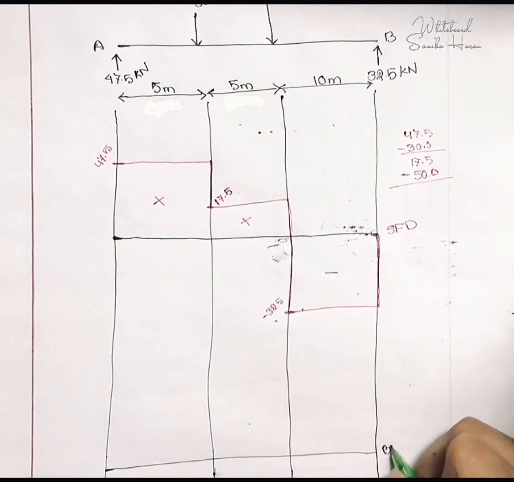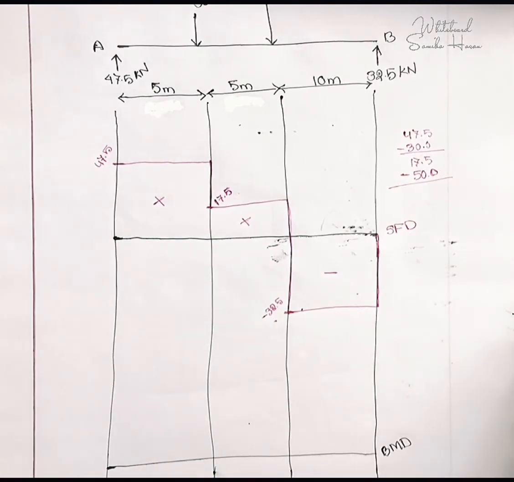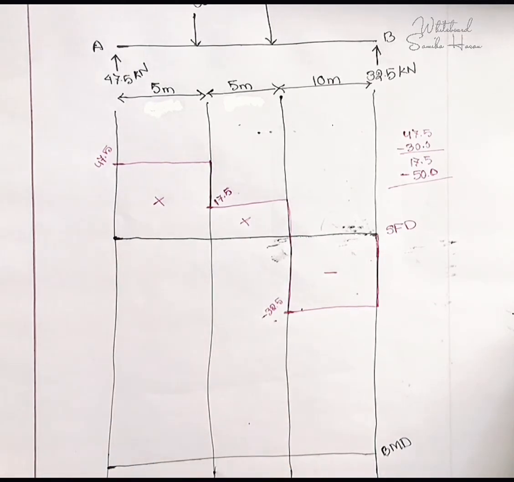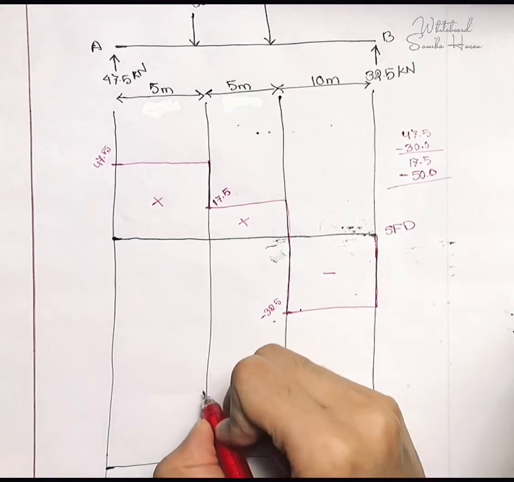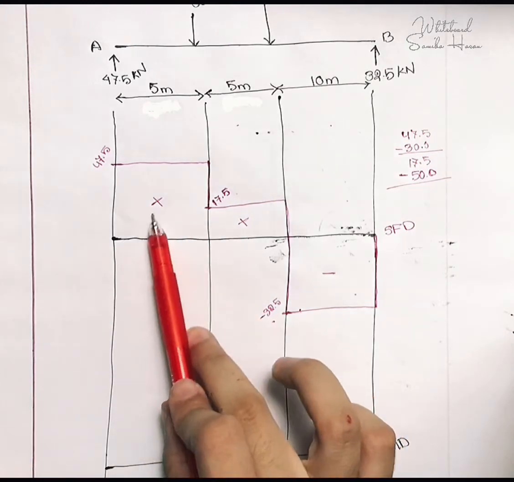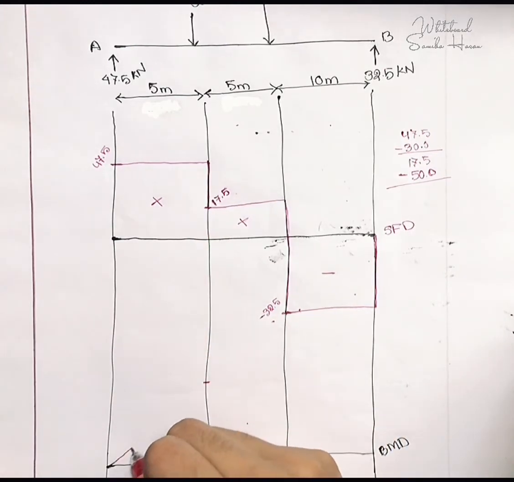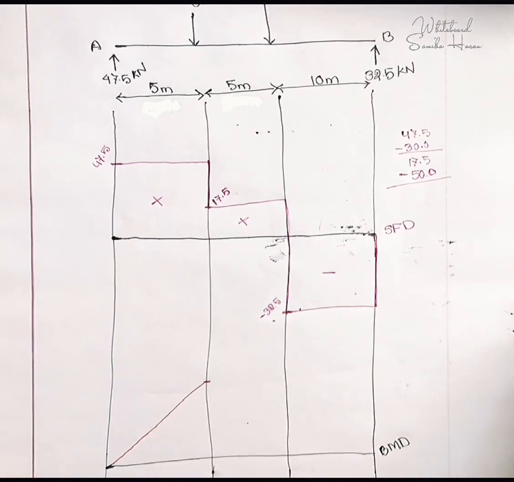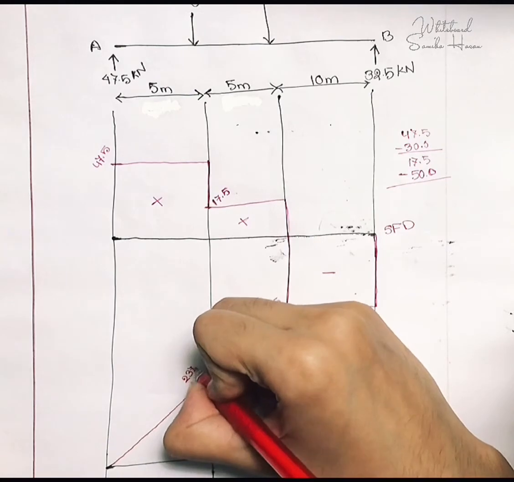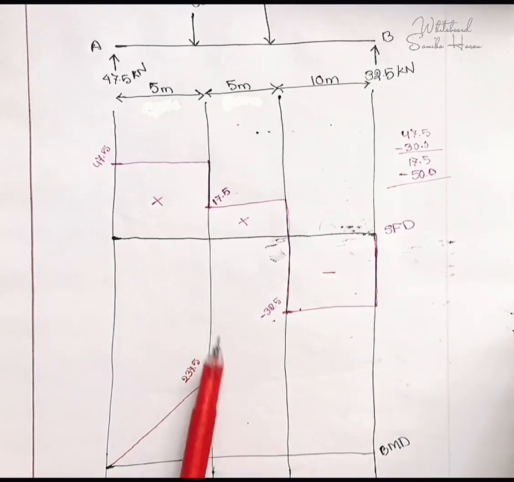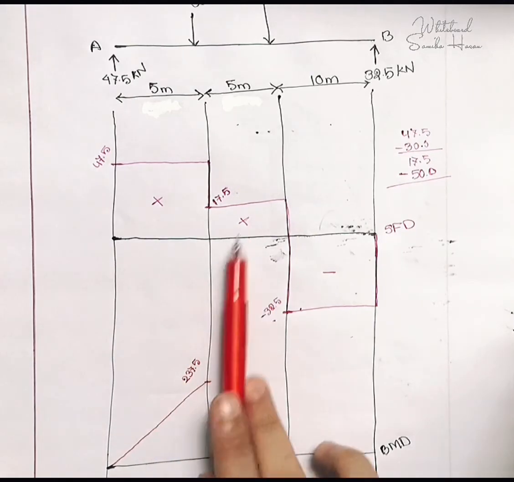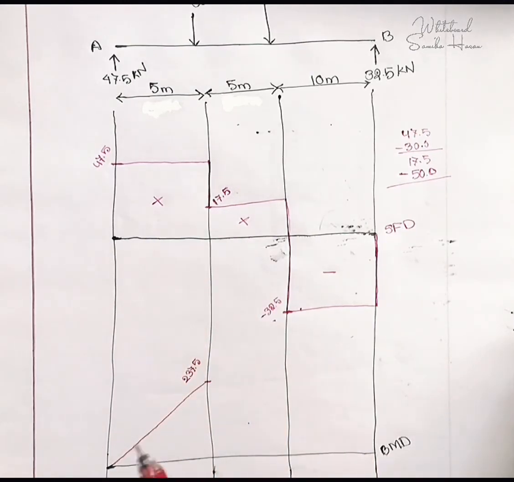This is my BMD. Okay, so at first I have 47.5 into 5, which is 237.5. So let me assume that this is somewhere 237.5, and as this is positive, I will have a positive constant slope. Okay, and this one is 237.5. Okay, and now I have another area which is also positive, so I will have to add this value with the previous value, and let me find the value.